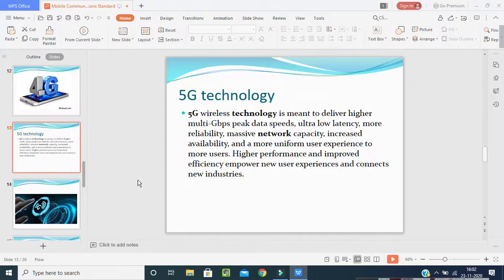Coming to 5G, what do we mean by 5G? First, 5G is also a wireless technology, meant to deliver multi-Gbps peak data speeds, ultra low latencies, more reliability, massive network capacity, increased availability, and a more uniform user experience for more users. It offers higher performance and improved efficiency, empowers new user experiences, and connects new industries.